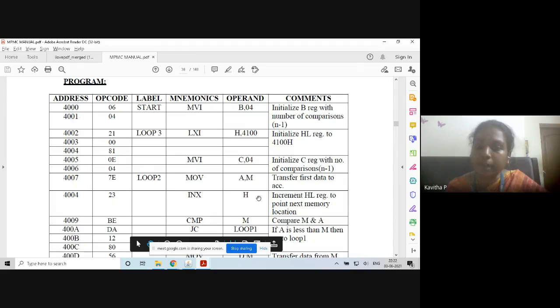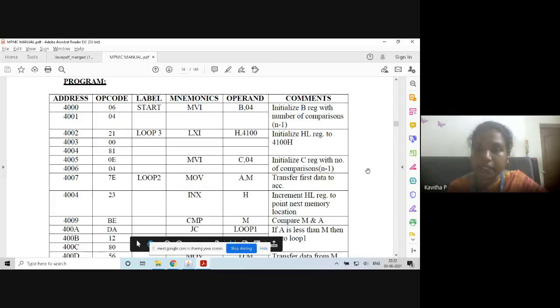When we increment the memory location from 4100, it has been incremented to 4101. Now we are comparing the memory location data with the accumulator data. That is why CMPM. The first data we've taken is 15 and the second is 5. So the memory location is holding the value 5 and the accumulator is holding the value 15.